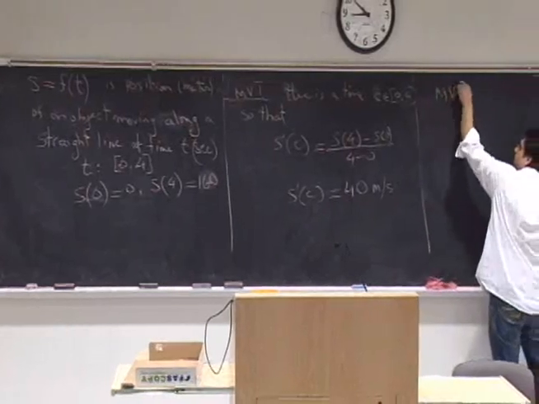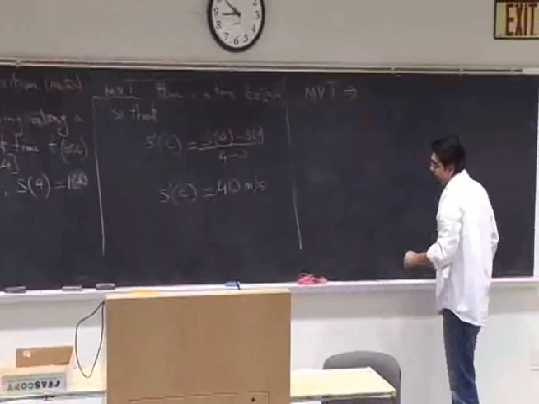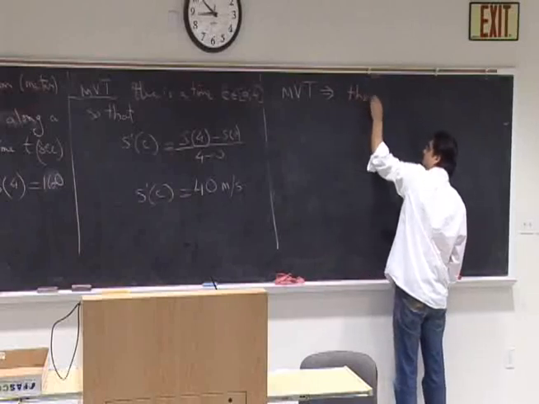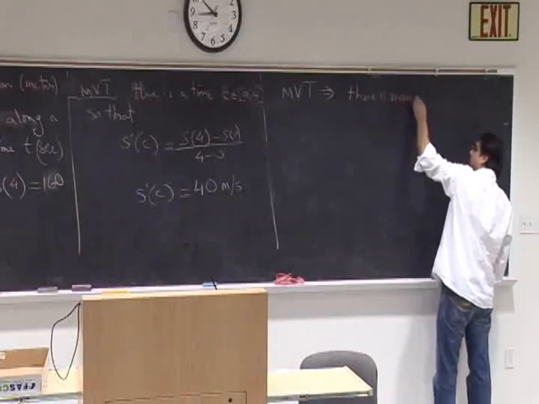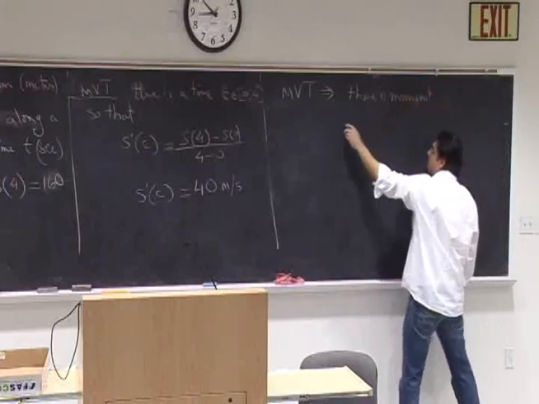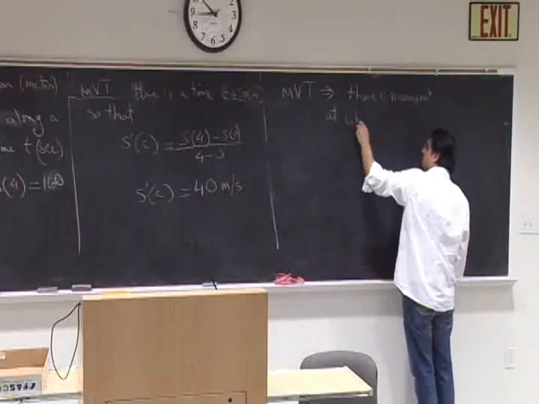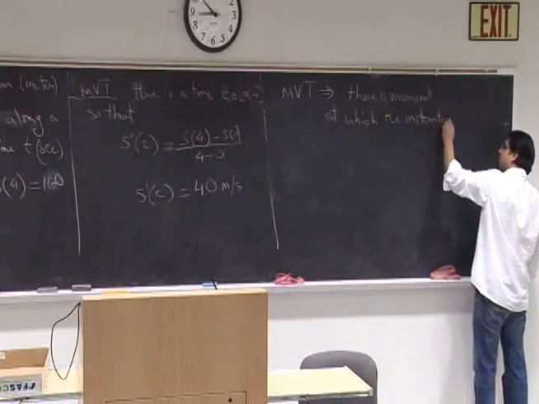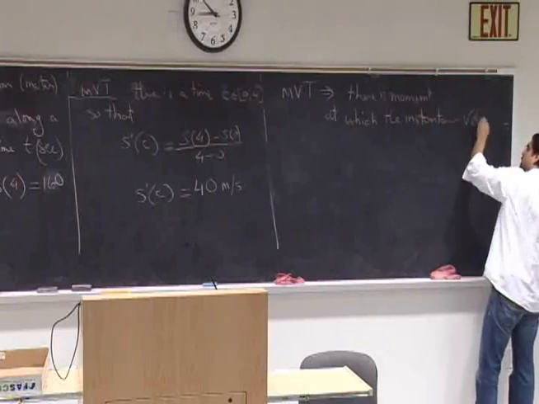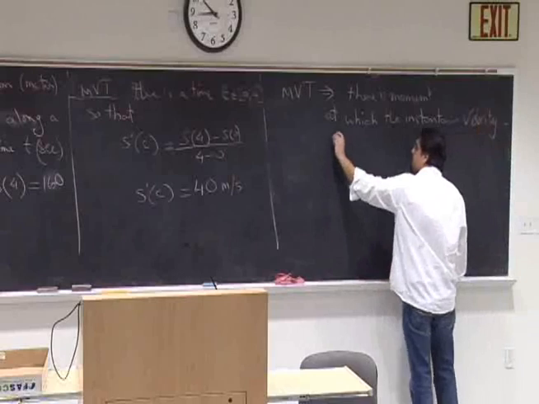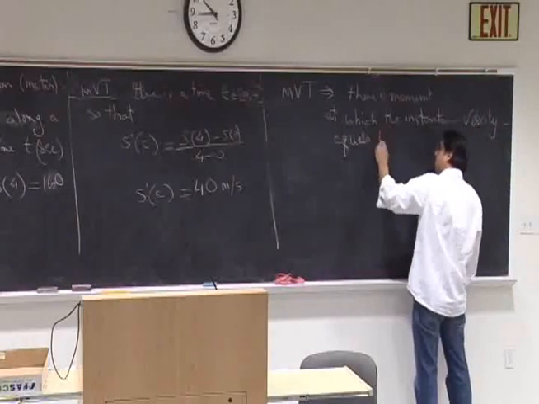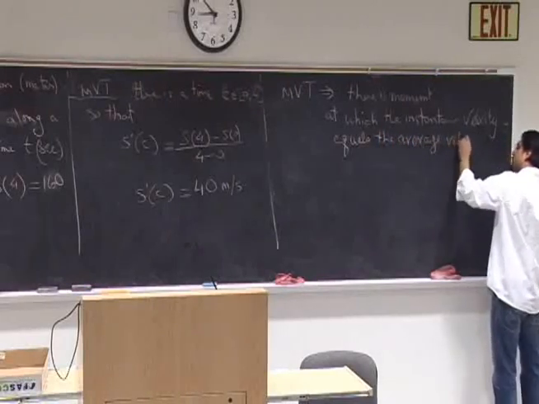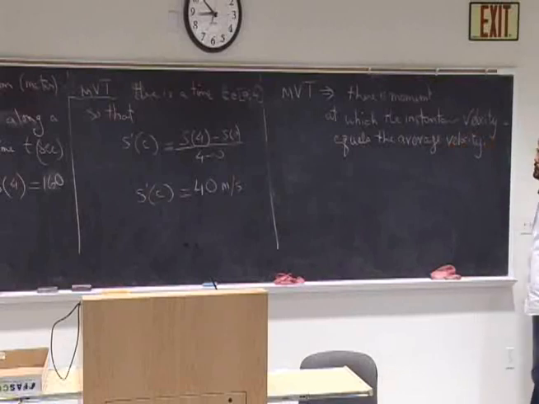So the mean value theorem tells us that there is a moment between 0 and 4 seconds at which the instantaneous velocity equals the average velocity. Okay?